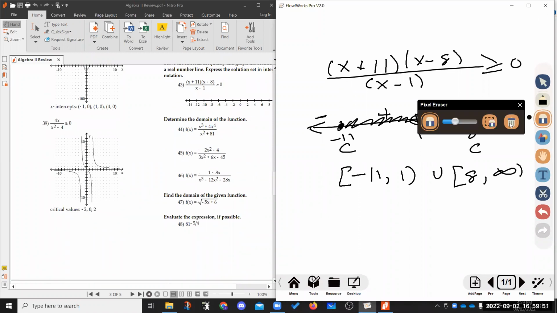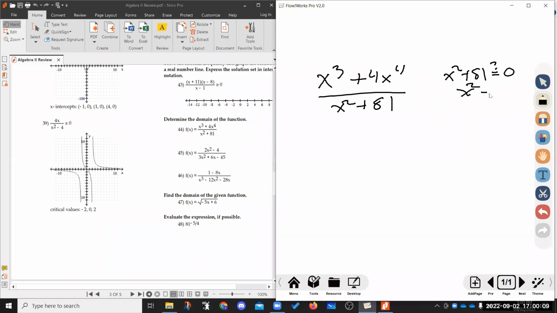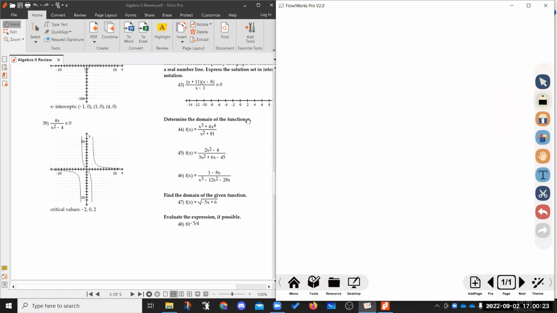Now we're going to determine the domain of some rational functions here. X to the third plus 4x to the fourth over x squared plus 81. I'm only concerned about the denominator and not the numerator. Can x squared plus 81 ever be equal to 0? The answer is no, because x squared can never be equal to -81 in the real world. So when I see an x squared plus a squared in the bottom, then we're safe. It's not going to factor, and I'm not going to get any zeros from it.